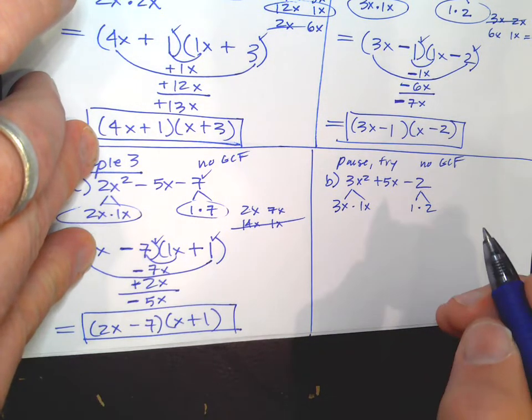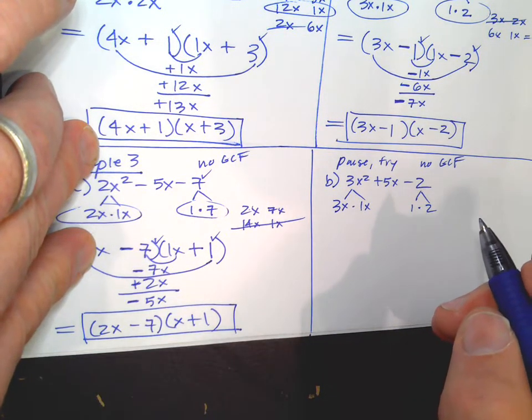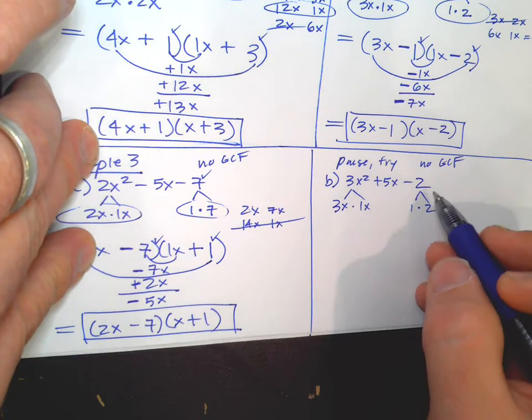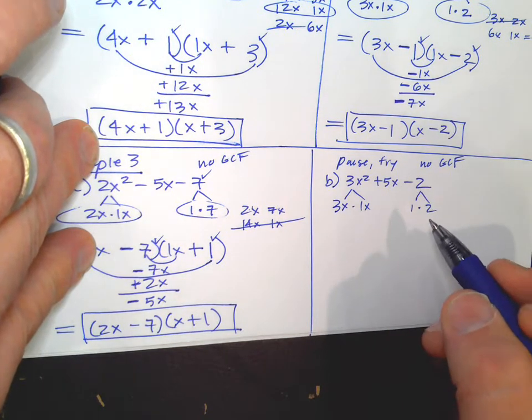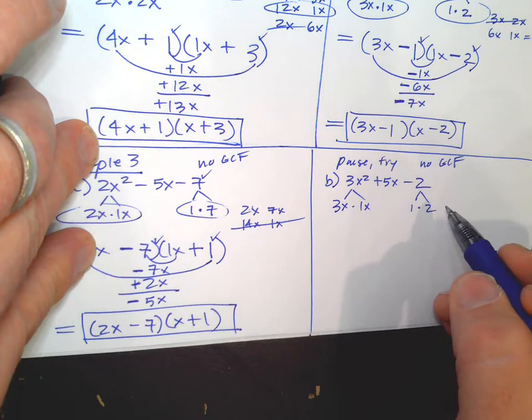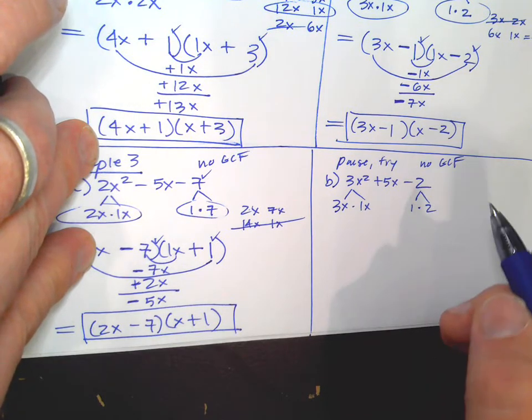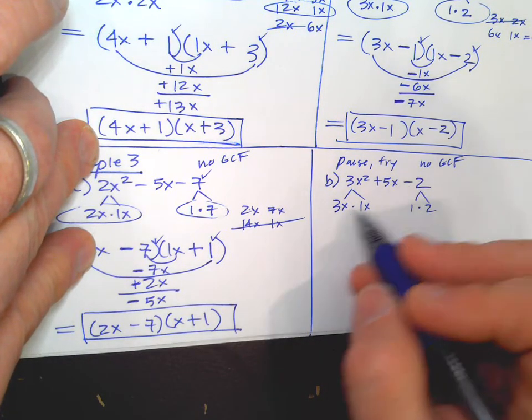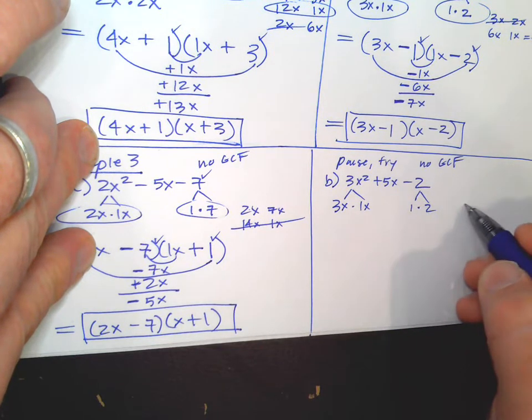It is possible, by the way, that we might not be able to factor it because we can't get any pairs that work. I'm probably not going to give you any of these yet. But for now, you should probably count on always having a pair. So we want to get a 5x. So we get 3x in the 1, we get 3x.